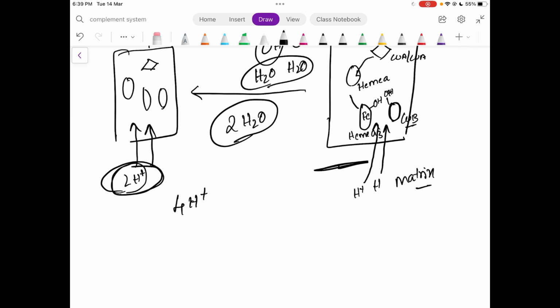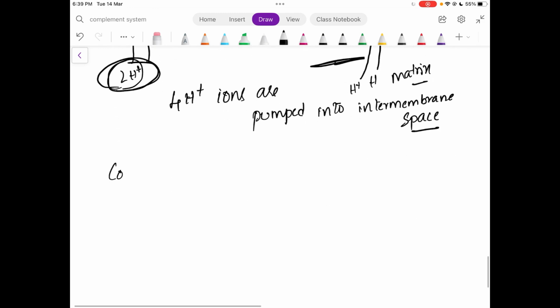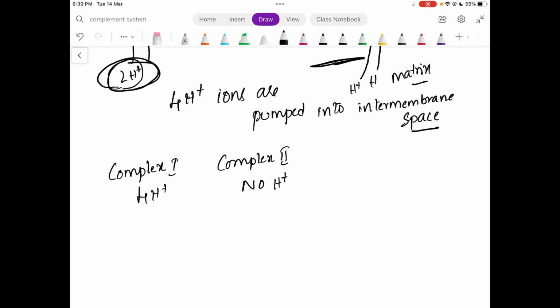In this pathway, 4 H plus ions are pumped into the intermembrane space. From complex 1, 4 H plus ions. Complex 2, no H plus. Complex 3, 4 H plus. Here I'll tell you what happens in complex 4.